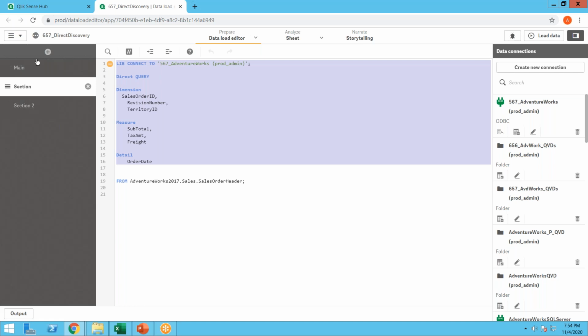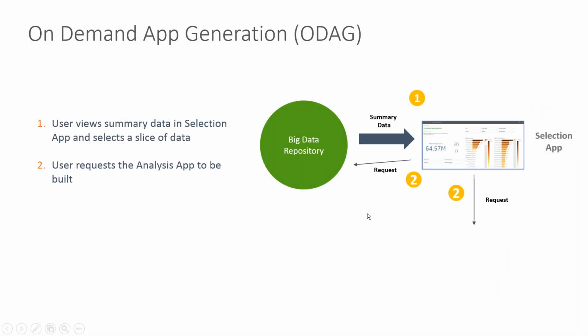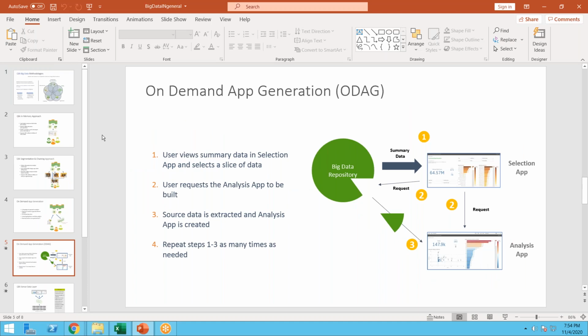Can you go back to your presentation? I wanted to ask a question on the previous one, on-demand app generation. How do we pass the user selection to create a new one? Okay, we'll see that. That is the automated process of Qlik. Qlik has created a better way to do it. It is a capability of Qlik, so we'll look into that. Okay, all right, I'm good.